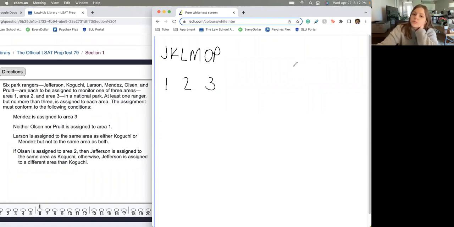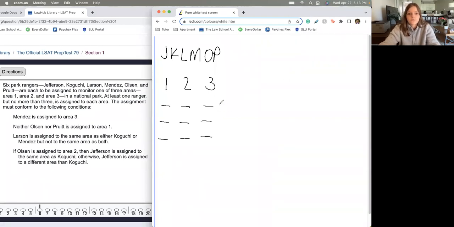So for a rule like this, if it's giving you a minimum or a maximum or an exact amount, I'm just going to put that directly into my diagram. This one's giving me a minimum and a maximum. So I have to have this range of 1 to 3. To represent that, I'm just going to put 3 dashes here, and that's going to remind me that I have to have at least 1 in each of those spots.